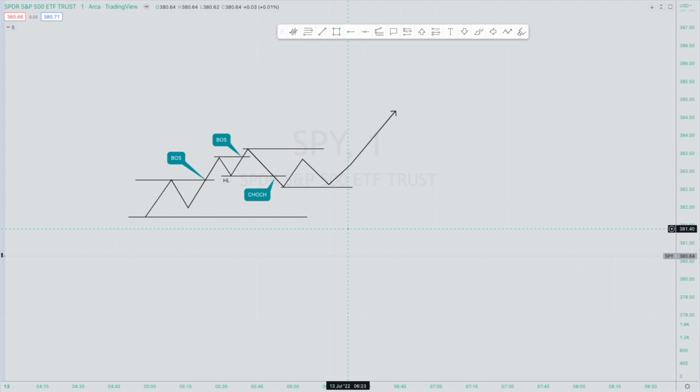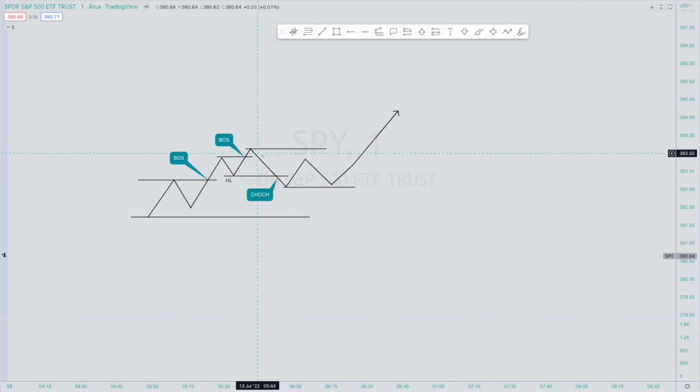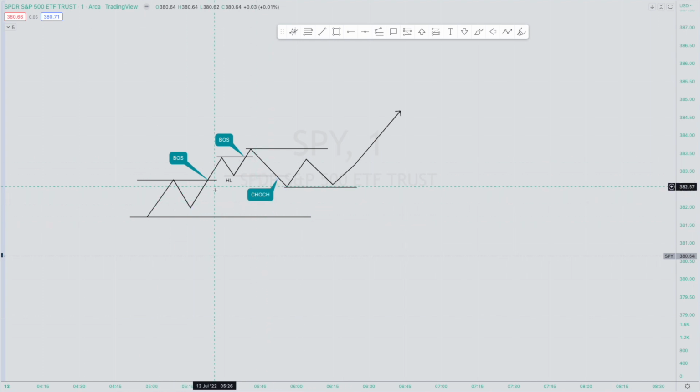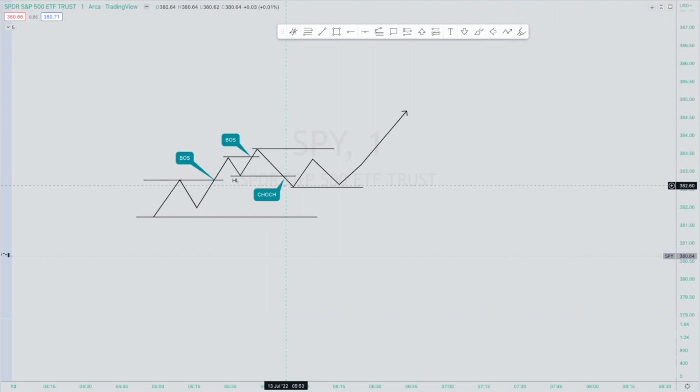A change of character is a pullback on a higher time frame. So if this is a 1 minute chart and you have a 1 minute change of character, usually, not always, it means that the 5 minute chart is pulling back. So if you had 9 EMAs down here on the 5 minute and you went through your EMAs on the 1 minute, this change of character is a larger time frame pullback. So if it's a 5 minute chart with a change of character, you can look at your 30-minute chart pulling back.